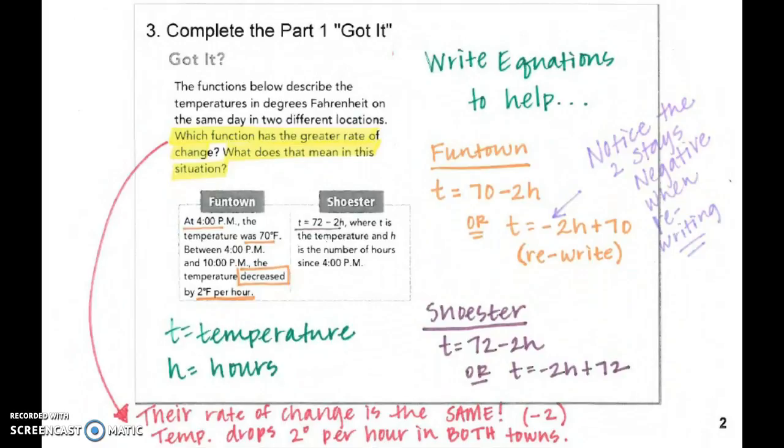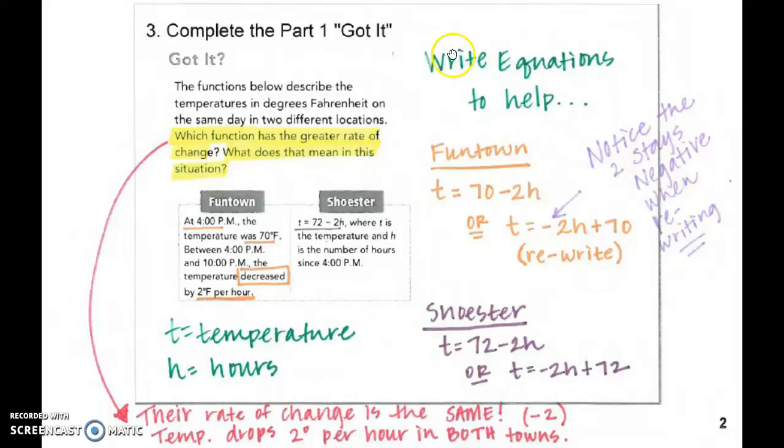For the first example, we're talking about two different towns and how their temperatures change throughout the day. For Funtown, at 4 p.m., the temperature was 70 degrees Fahrenheit. Between 4 and 10, it decreased by 2 degrees per hour. Schuster, however, gave us the function t equals 72 minus 2h, where t is temperature and h is the number of hours, which I also wrote down here for you.